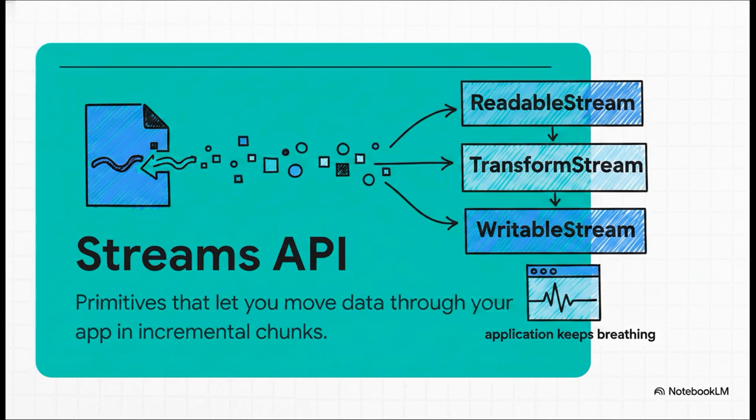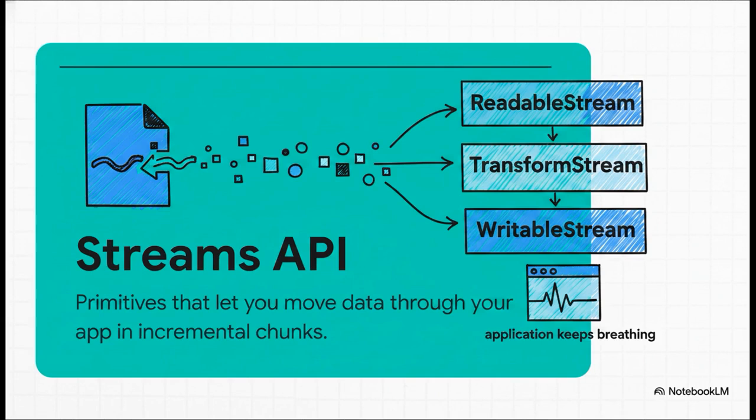Exactly. And the signaling is completely automatic. The desired size property of the stream drops to 0. Oh, wow. And the readable stream at the source automatically pauses its pull from the disk. It just waits. That's so smart. Yeah. And once the transform stream chews through its backlog, the signal turns green again, and the source just resumes reading.